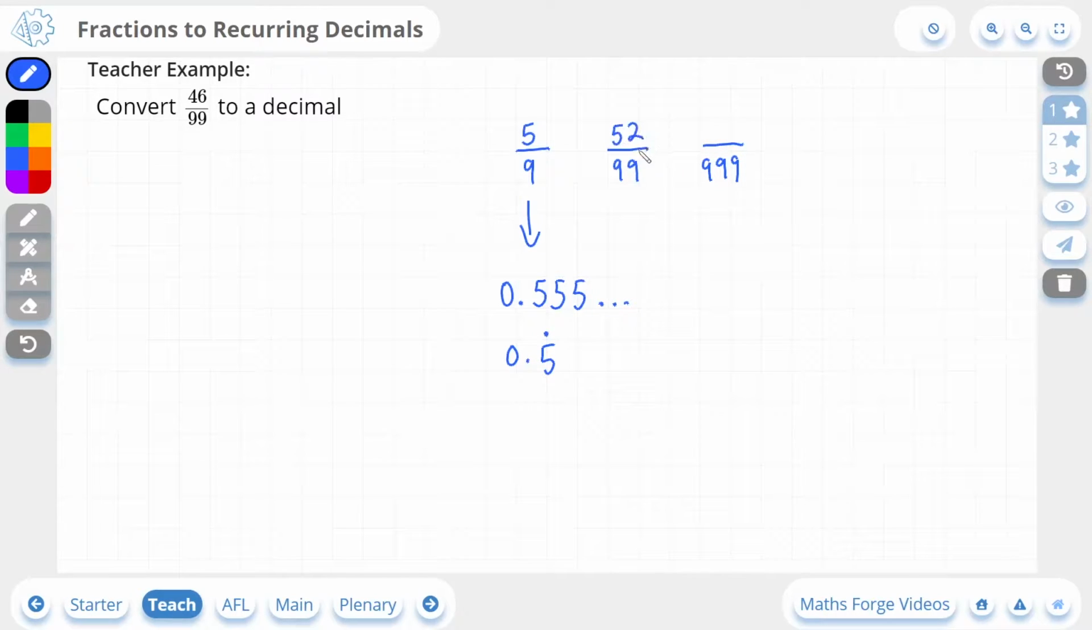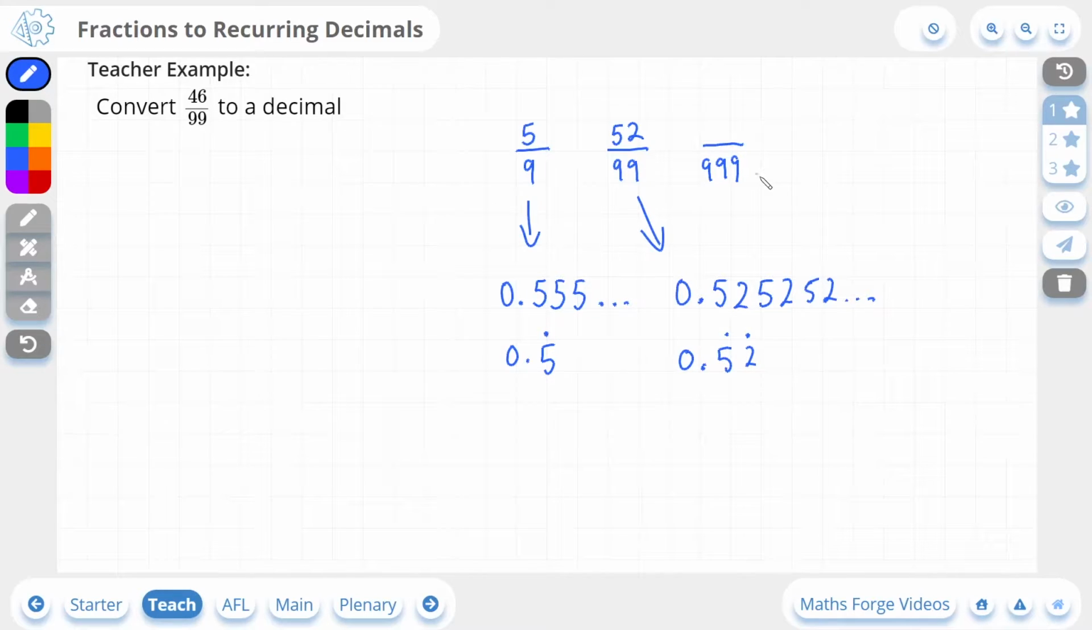Now for 52 over 99, since there are two 9s at the bottom, it's going to recur with 2 digits. So it's going to be 0.52, 52, 52. So my recurring values are going to be 2 digits because there are two 9s at the bottom. So it's going to be 0.52 recurring.